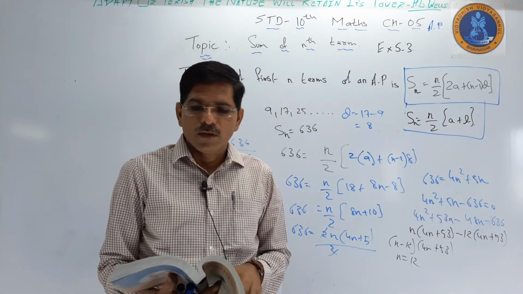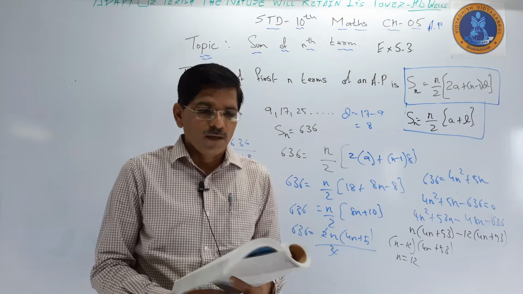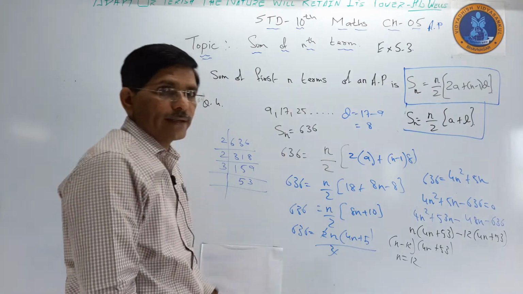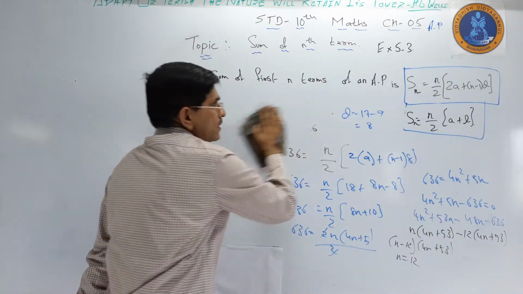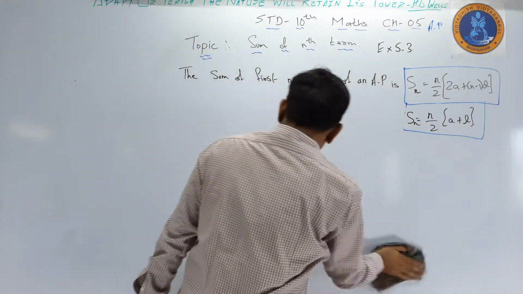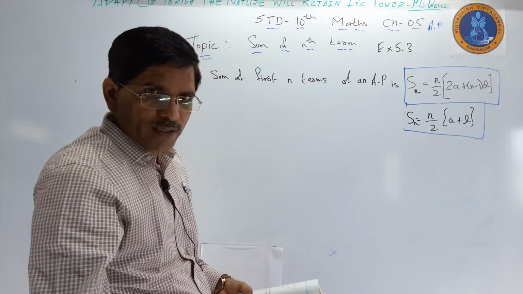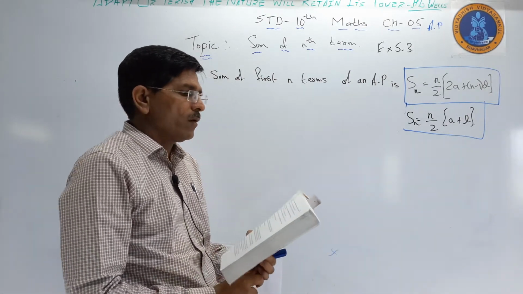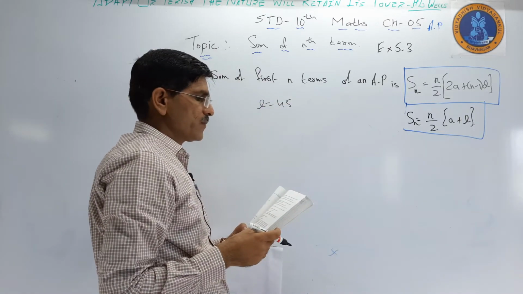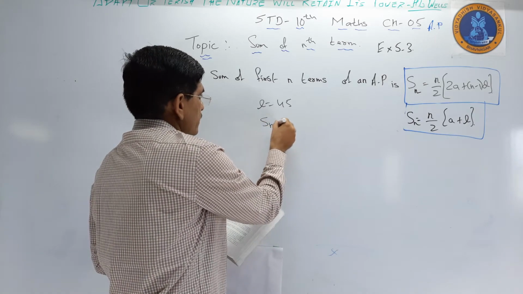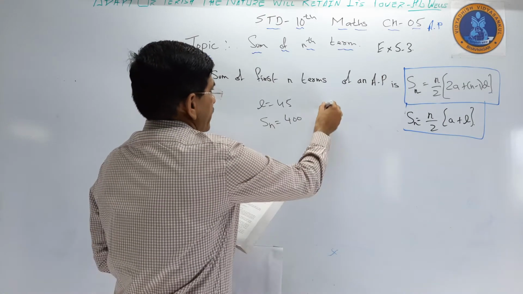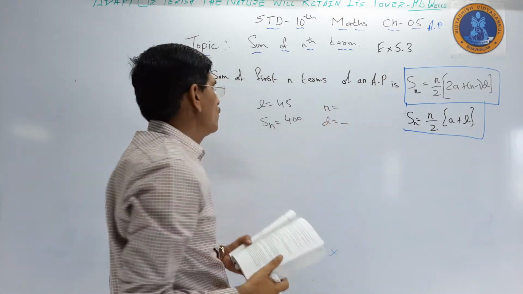Now, one more sum, question number 5. If you see properly, all sums require time and you have to concentrate. In question number 5, the last term, that is L, is given. The last term is 45 and Sn is given as 400. We have to find the number of terms n and we have to find d.